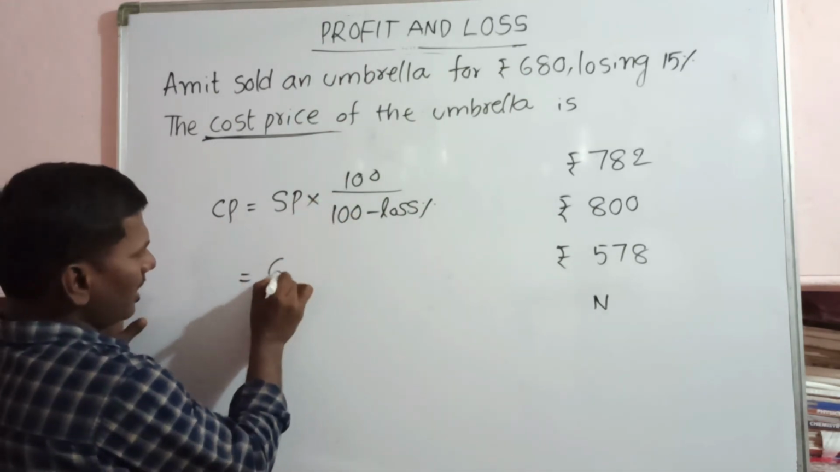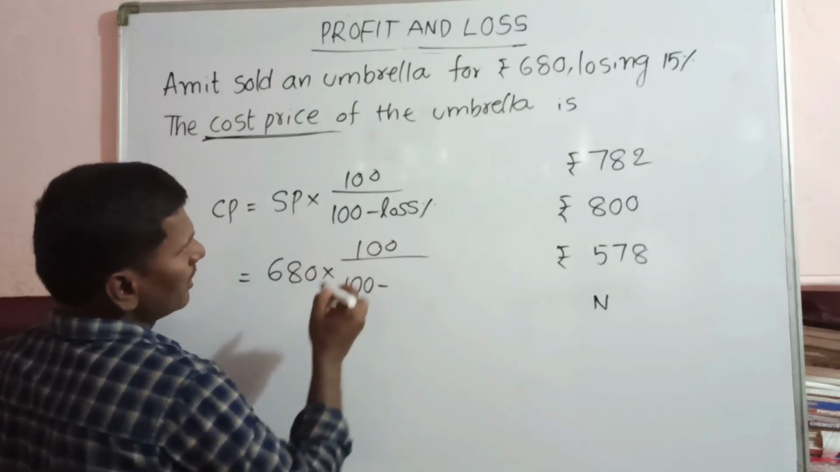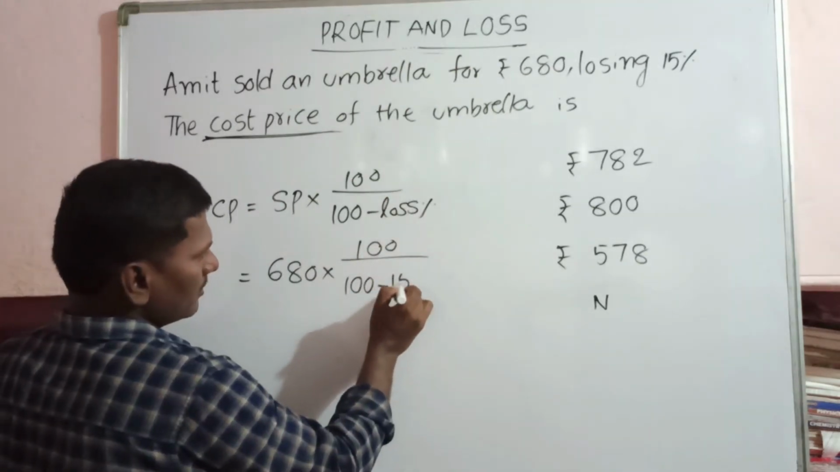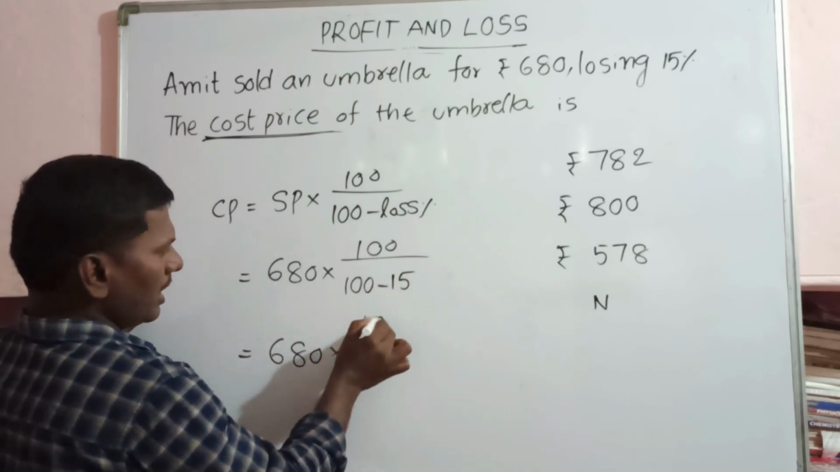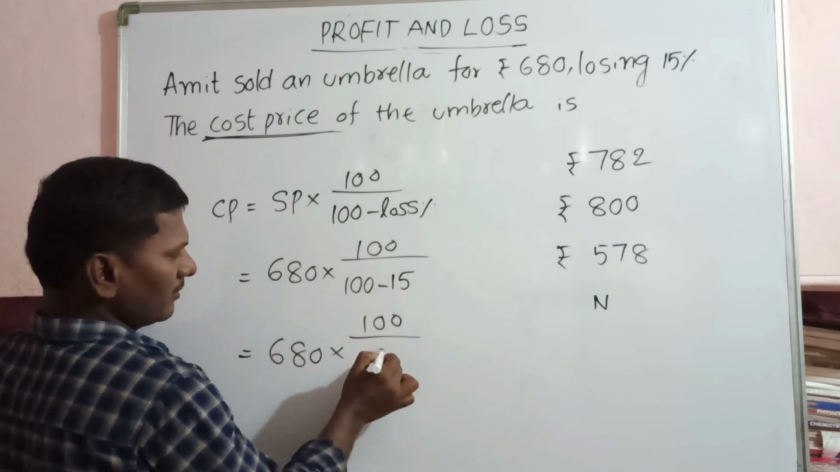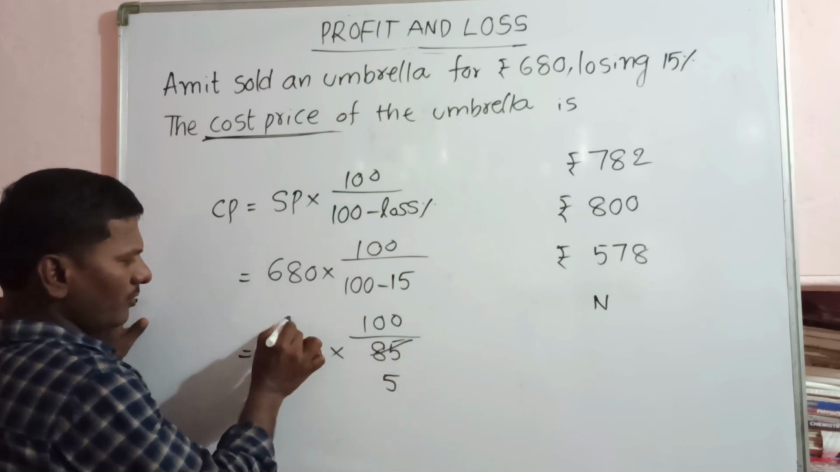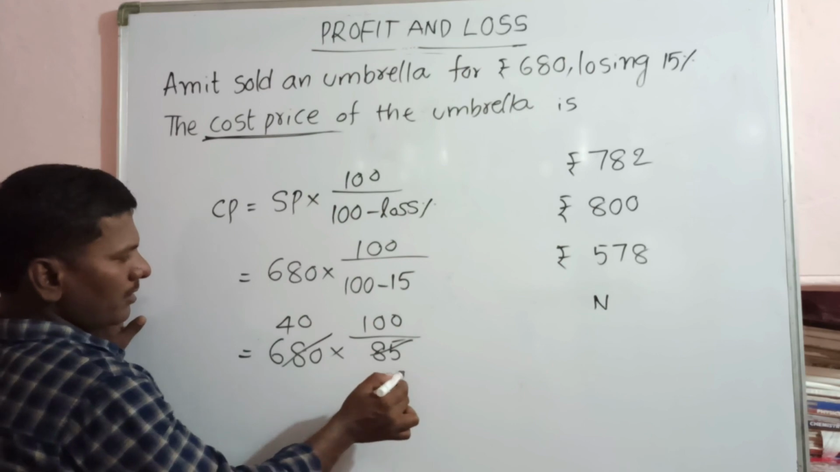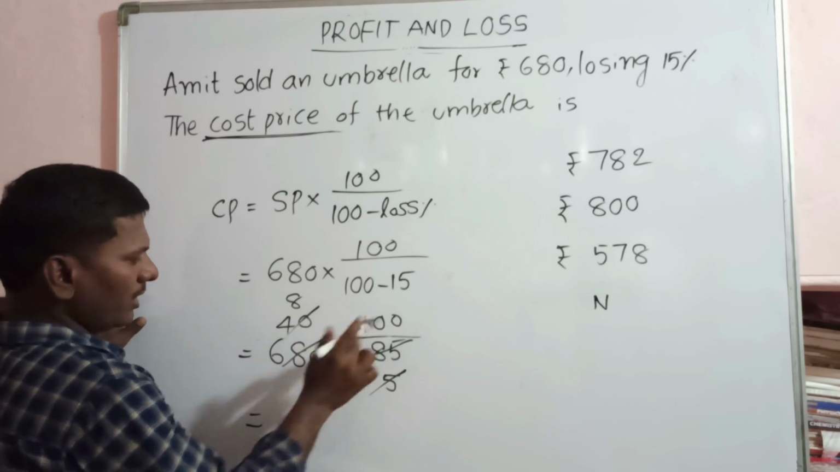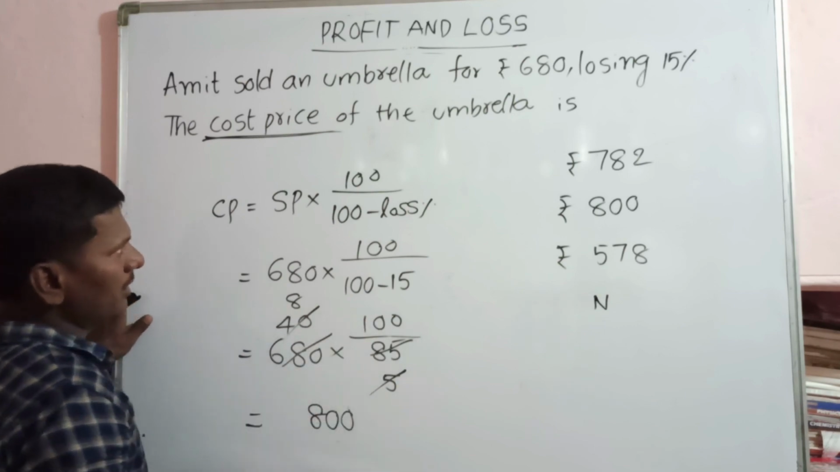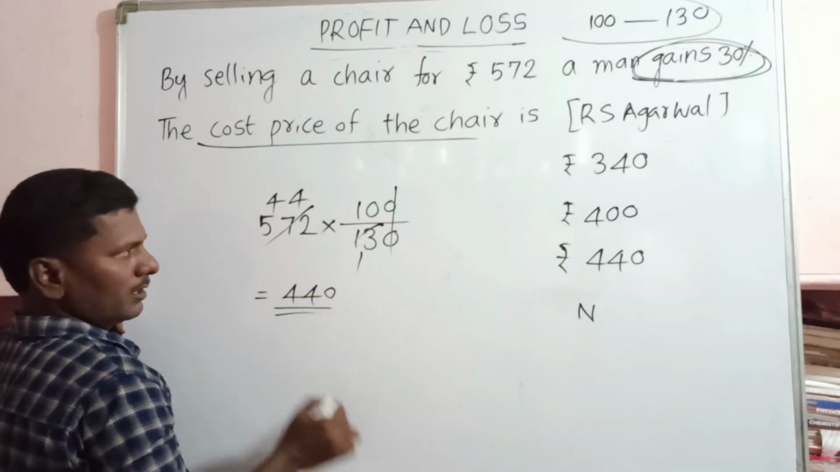Selling price is 680 into 100 by 100 minus percentage of loss, 15%. So I am writing just 15%. 680 into 100 by 100 minus 15, that is 85. 17 5s are 85, 17 4s are 68, 0 cancel. 5 1s are 5, 8 0, 40, 5 8s are 40, 8 into 100, 800. So the cost price is 800. This will be our right answer.